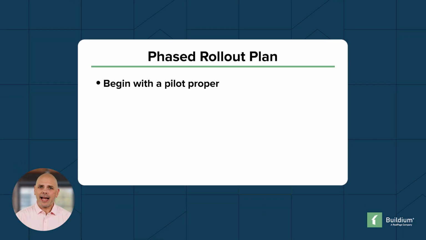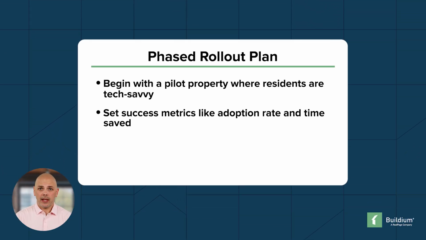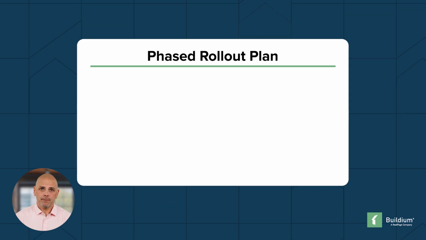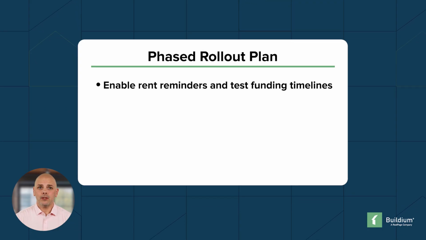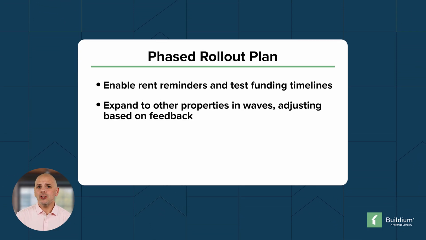When your banking is set up properly and you've chosen the right software, it's time to roll out your online payments. Begin with a pilot property where residents are tech-savvy. Set success metrics like adoption rate and time saved. Start with ACH payments, then add cards and autopay. Enable rent reminders and test funding timelines. Expand to other properties and waves, adjusting based on feedback.